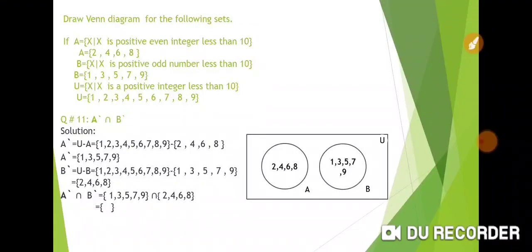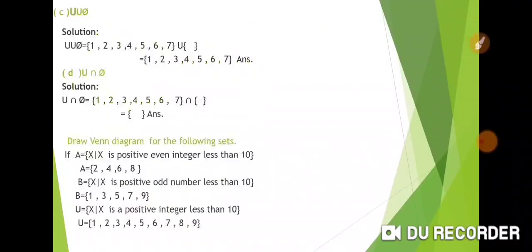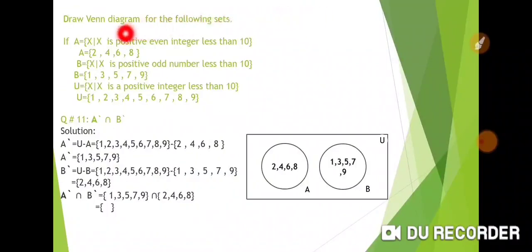Now the next is we have to draw a Venn diagram for the following set. Here we have the question: A complement intersection B complement. So first we take the complement of A and then the complement of B.